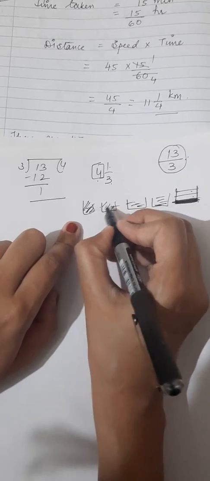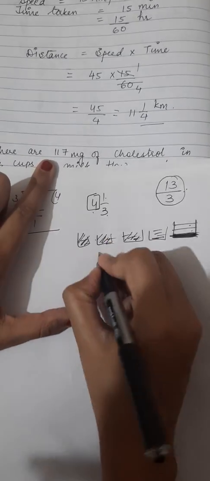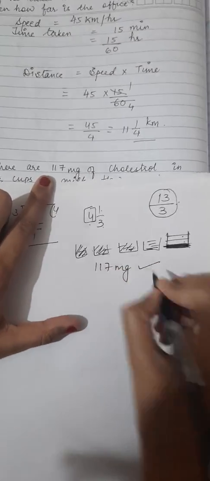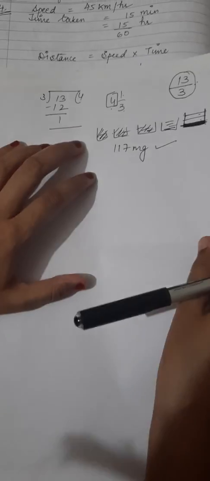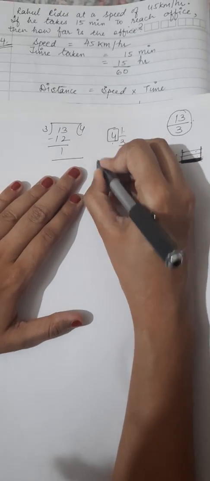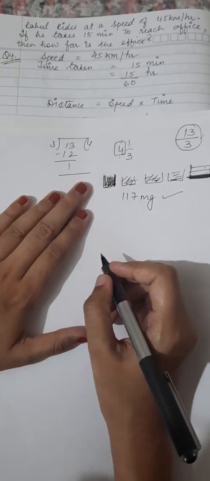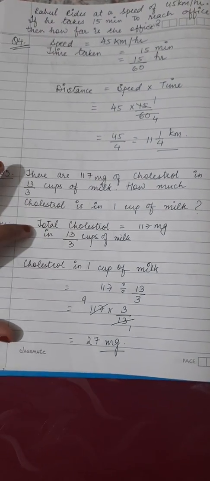And when this is filled with the milk, this is giving us 117 mg of cholesterol. So you have to tell how much cholesterol is there in 1 cup of milk. In this 1 cup, how much cholesterol is there? We have to find for 1. So for 1, what do we have to do? Divide. Now let's see how we have written it here.